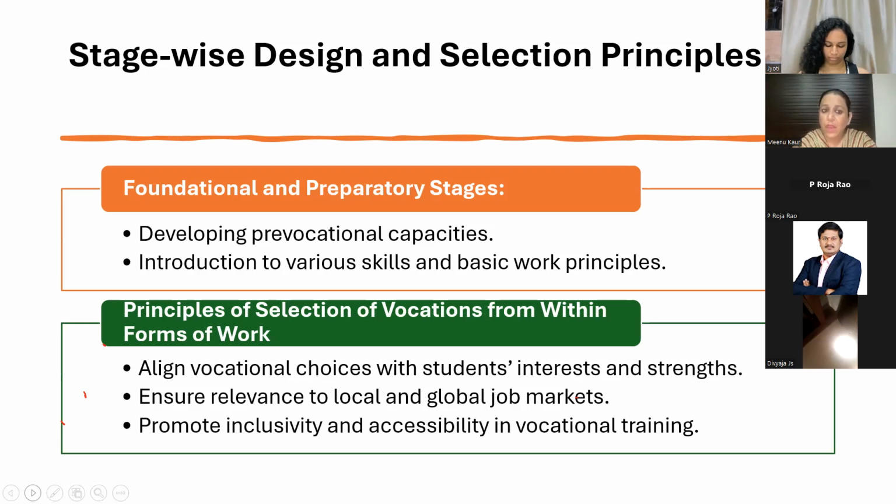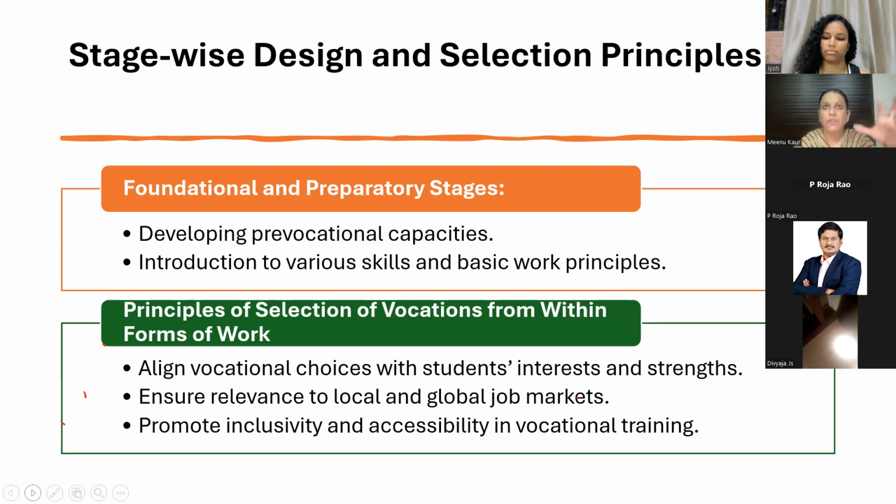Principle of selection of vocation from within forms of work: align vocational choices with students' interest and strength. NCF strictly goes with this saying that we do not impose anything on children; rather, do their SWOT, identify their strengths, weaknesses, opportunities and threats, and only then incorporate a proper vocational choice for the student. It also ensures relevance to the local and global job market, because we are standing at the verge where local practices are almost at depletion.